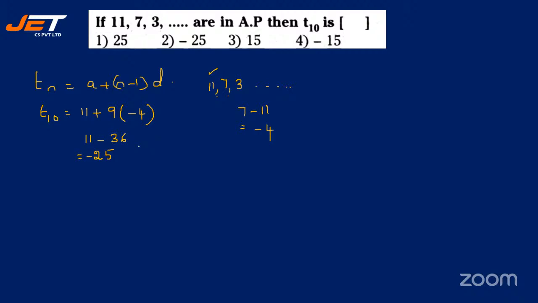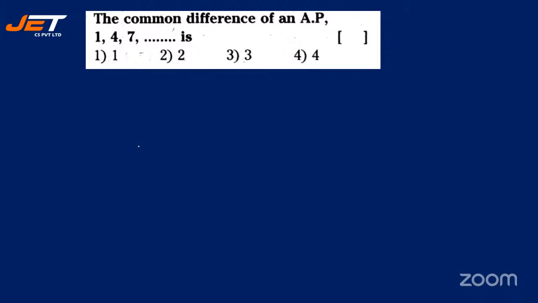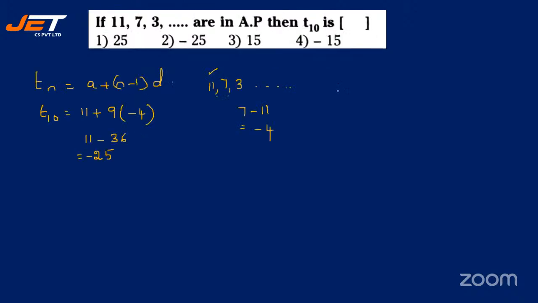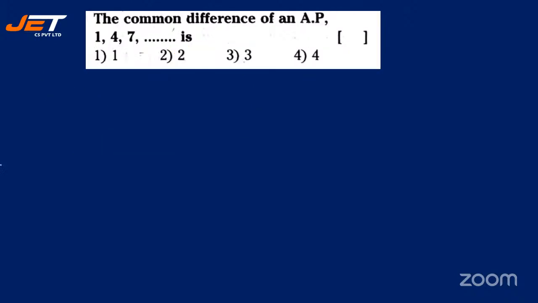Let's see. The answer is not being highlighted. The answer is minus 25. All right, students, please quickly make a note of this so that it would be easy for you to do the next sums. Let's move on to the next sum.